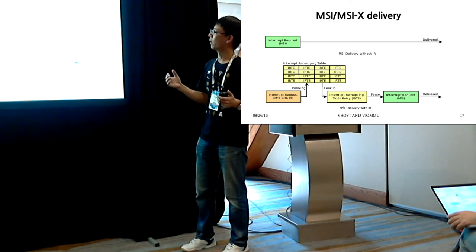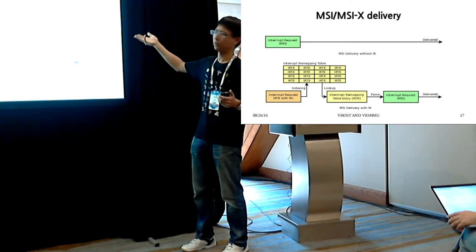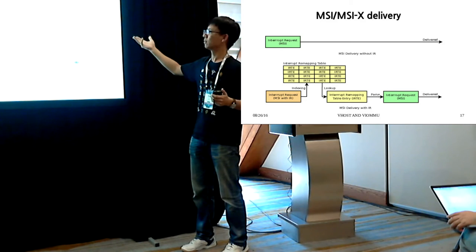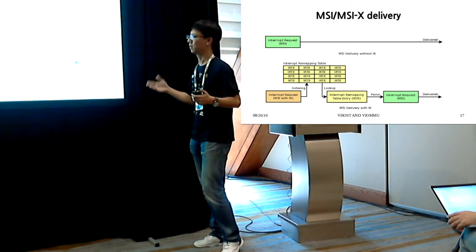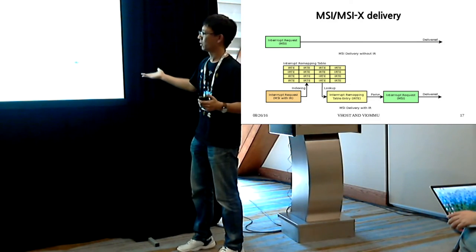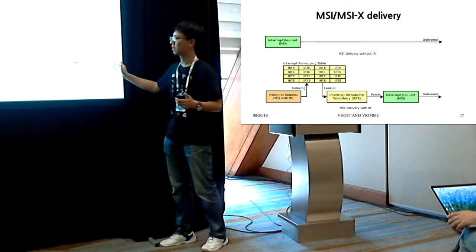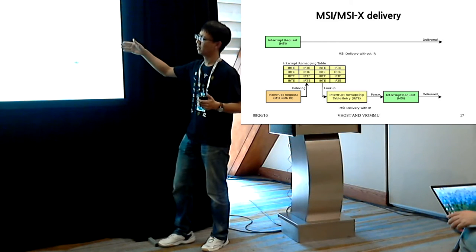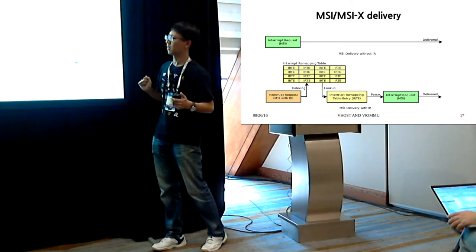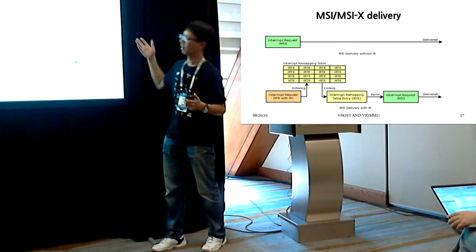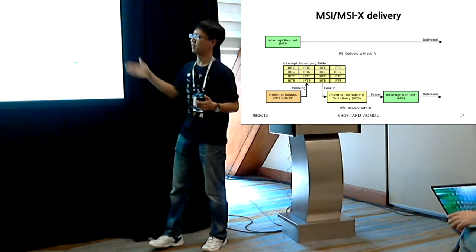And also, when we deliver it, we just do a memory write, actually from the device, right, which is DMA as well. And after interrupt remapping, things become slightly different. We have something called the interrupt remapping table. This table is stored inside guest memory. I'm taking guest as an example. It's inside system memory.